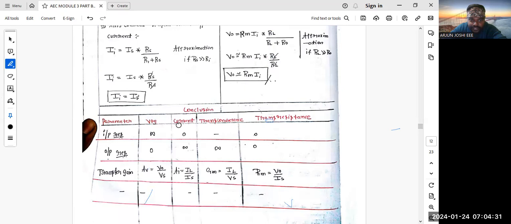Okay, parameters: voltage amplifier, current amplifier, transconductance amplifier, transfer resistance amplifier. Input resistance for voltage amplifier is infinite, for current amplifier 0, for transconductance infinite, for transfer resistance 0. Output resistance for voltage amplifier is 0, for current amplifier infinite, for transconductance infinite, for transfer resistance 0. Transfer gain, you know all the transfer gains.